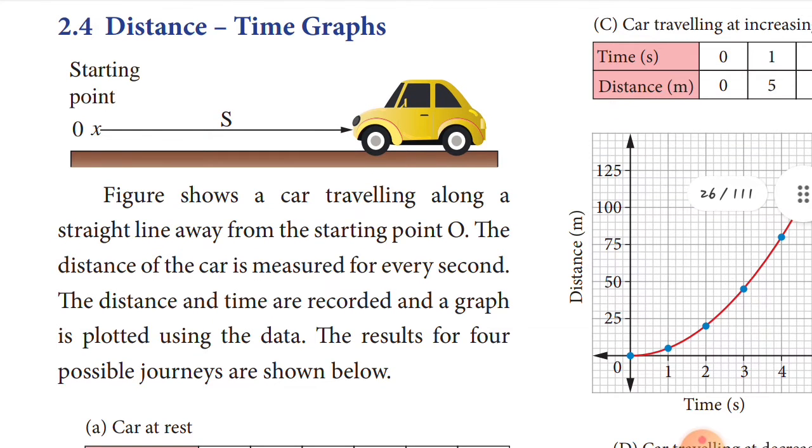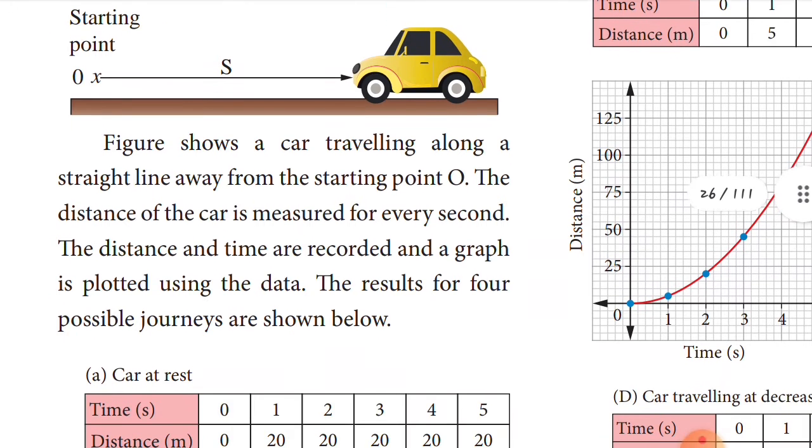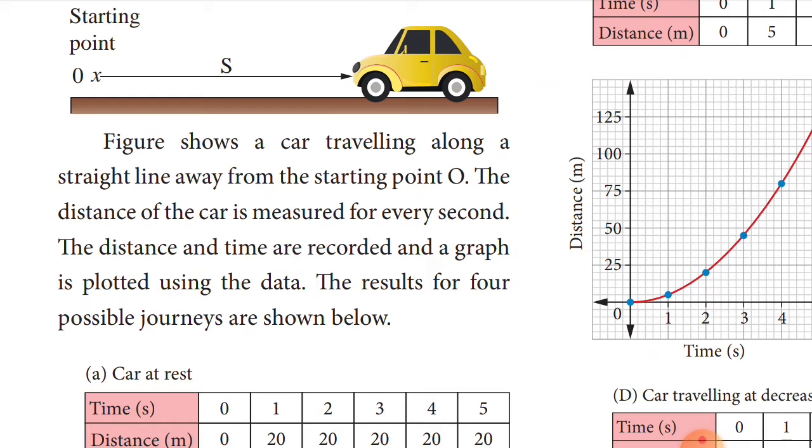See this picture, children. See the starting point O. The x-axis, and s means displacement. A car is traveling on a straight line, and the distance away from the starting point is 0, that means O. The distance of the car is measured for each and every second, the distance and time are recorded, and the graph is plotted using this data.